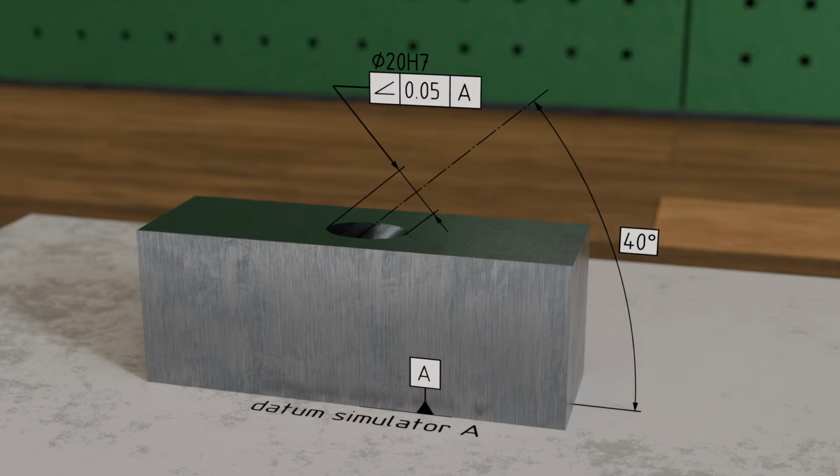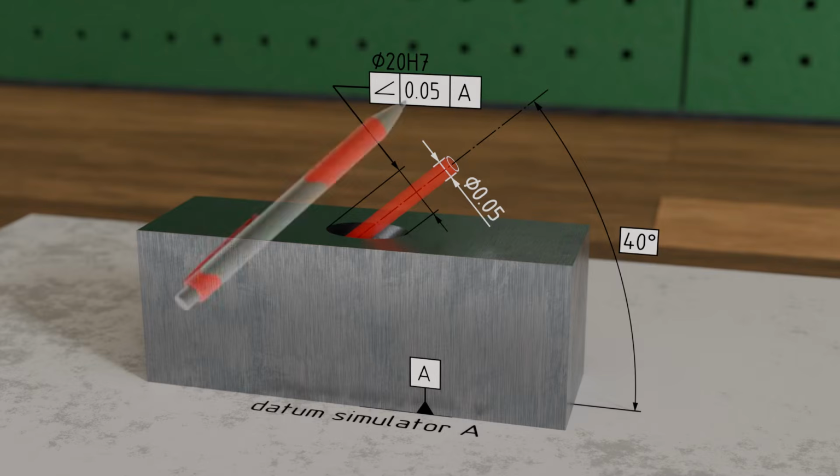When tolerancing the centerline of a hole, it is generally not appropriate to define the tolerance zone using two parallel planes. A cylindrical tolerance zone is much better suited for this purpose. To clearly indicate that such a cylindrical tolerance zone is to apply, the diameter symbol is placed in front of the tolerance value in the feature control frame.